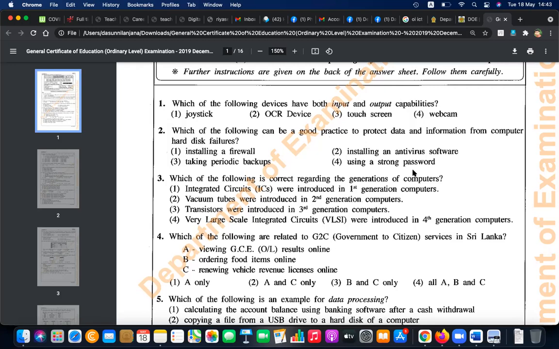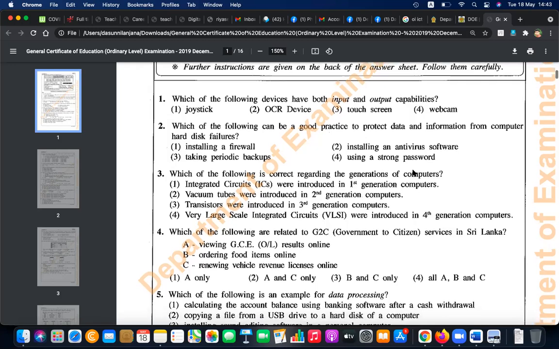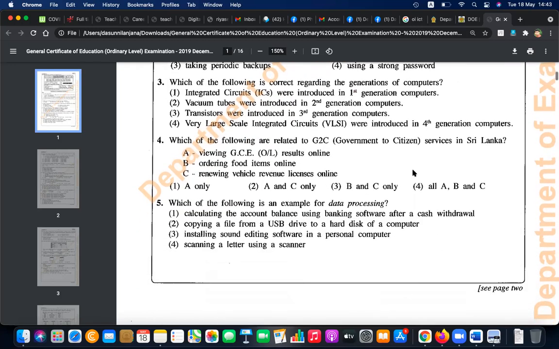Okay, which of the following is correct regarding generations of computers? So just read and try to answer the third question. Which of the following is correct regarding generations of the computers? Third one. Okay, let's say integrated circuits. IC in which generation? Integrated circuits in which generation?